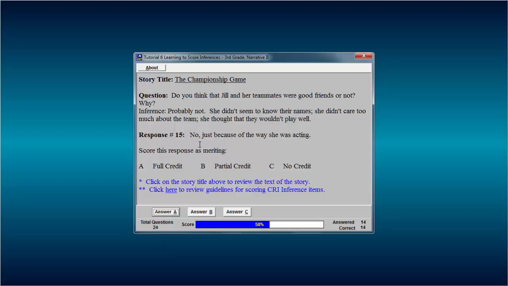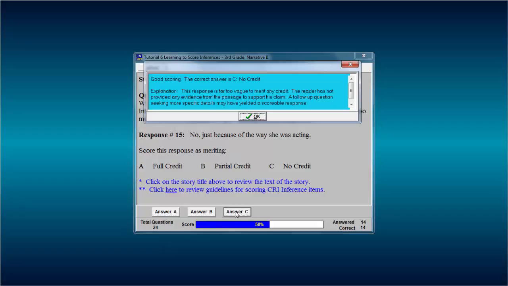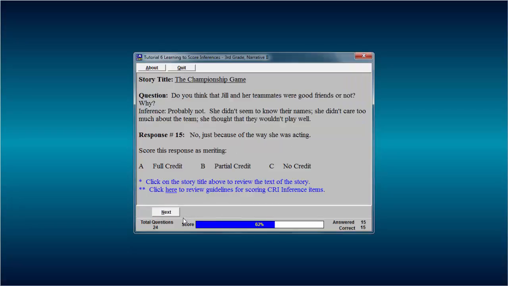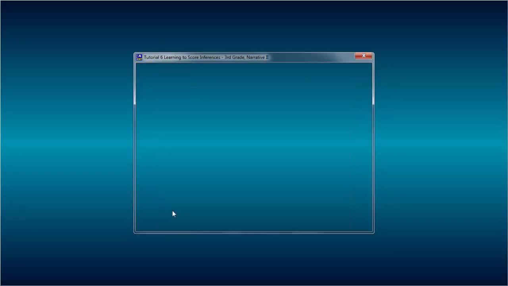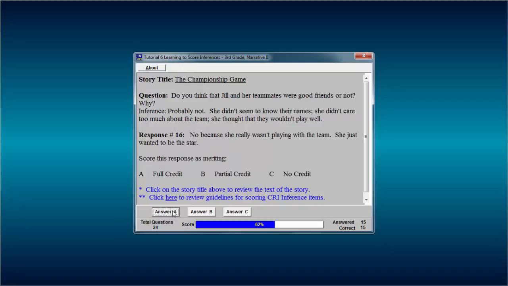15, no, just because of the way she was acting. Oh, when I see this and I realize there's no probe, I feel bad. Because this is not an inference. It's not developed. So I have to give it no credit. But notice here, this really needed a probe. A follow-up question really would have been evidence of an effective administrator.